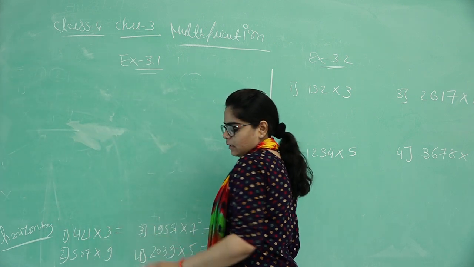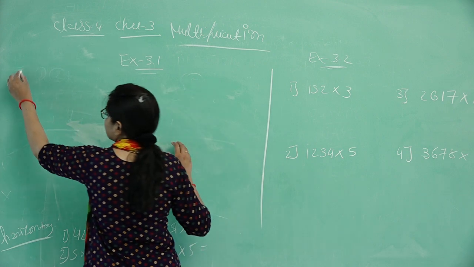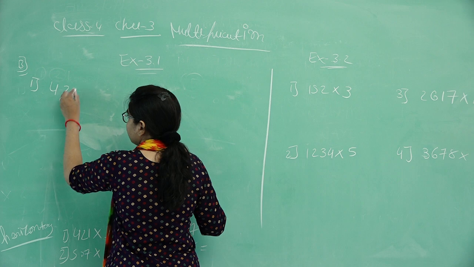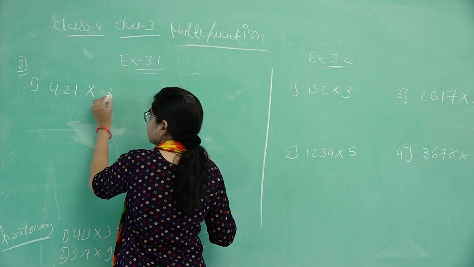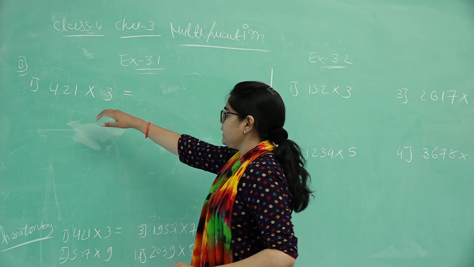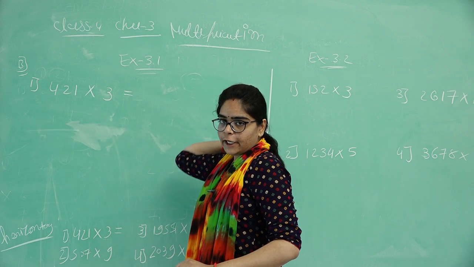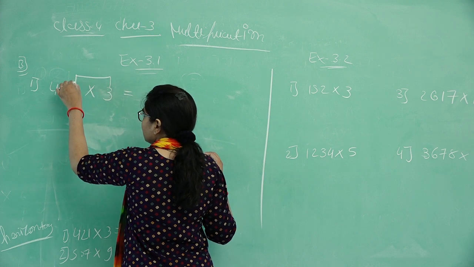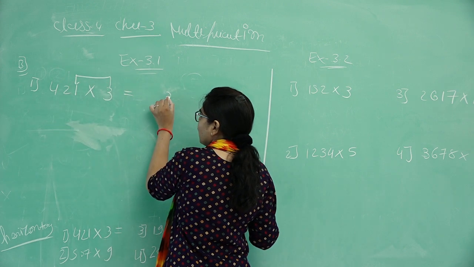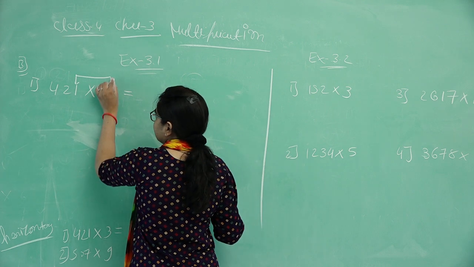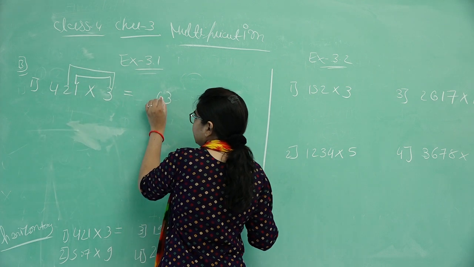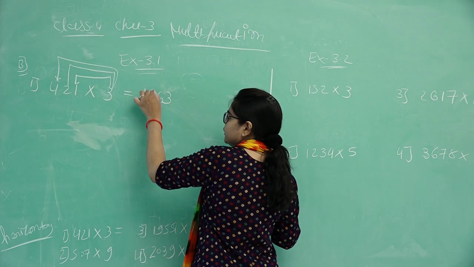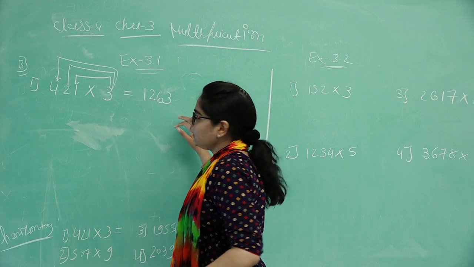First in B questions, first is 421 into 3. Horizontally means sleeping form. You know very well, first of all 3 multiply by 1. Then 3 1s are how many? 3. Then 3 2s are how many? 6. Then 4 3s are how many? 12. So you get the answer.